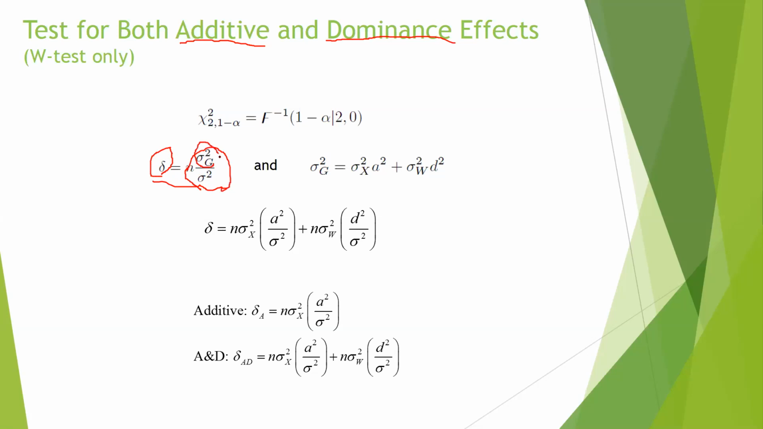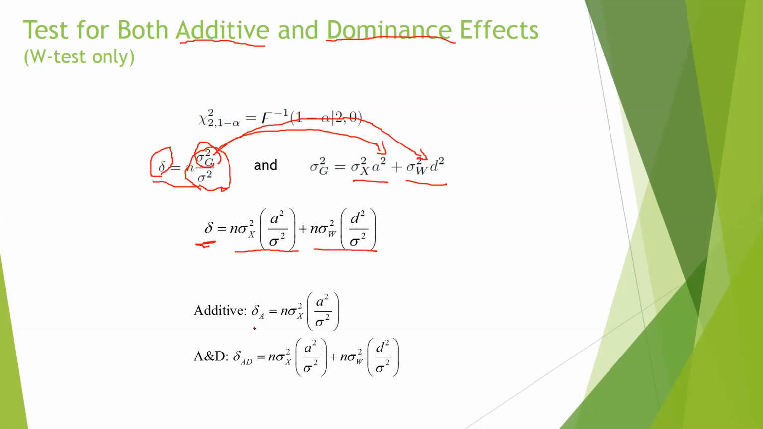So this difference means the variance due to all the genetic effects. All the genetic effects include the additive effects plus the dominant effects. So we can decompose this variance due to the genetic effects into two components, right? The first component is associated with the additive effects. The second one is associated with the dominant effects. So in this case, the non-centrality parameter will be the sum of these two things.